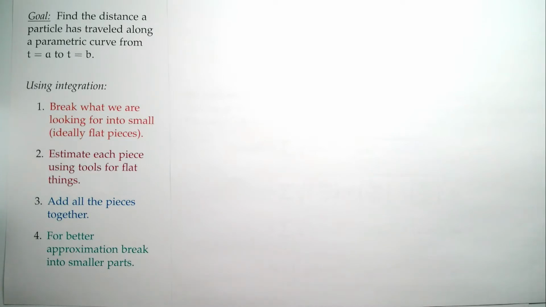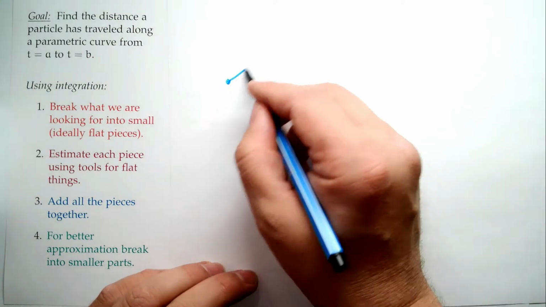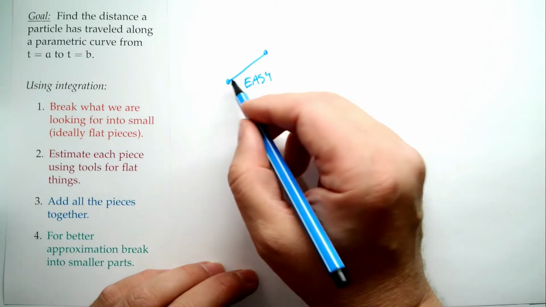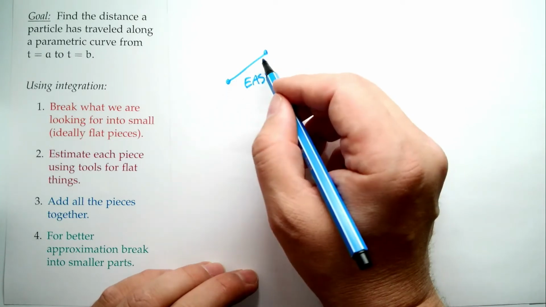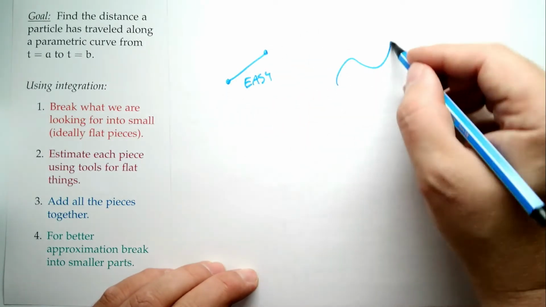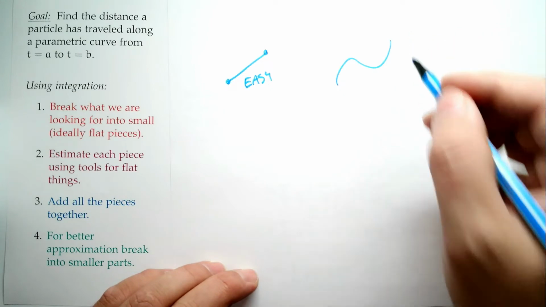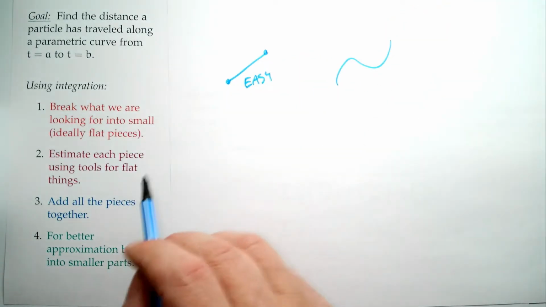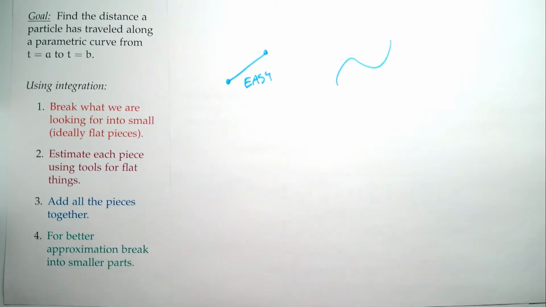The reason we use tools for flat things is flat things are really easy to measure. So for instance, if I wanted to measure the distance along a straight line, easy. I say, what's the distance between the two endpoints? Unfortunately, if I want to measure things along a curve, hard, unless you somehow are able to straighten it out. So that's why we like flat things. They're easy to estimate. We add all the pieces together, and then we get a better estimate by making our chopping smaller.